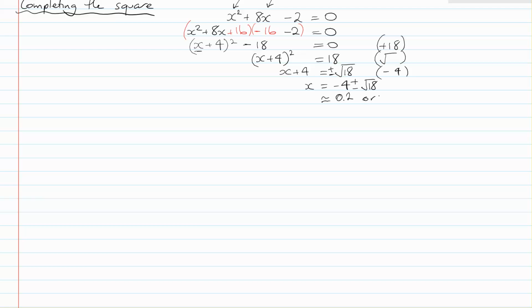Or negative 4 minus the square root of 18. I might actually just write this extra line. Negative 4 plus the square root of 18, or negative 4 minus the square root of 18. And it's going to equal approximately 0.2 or negative 8.2.